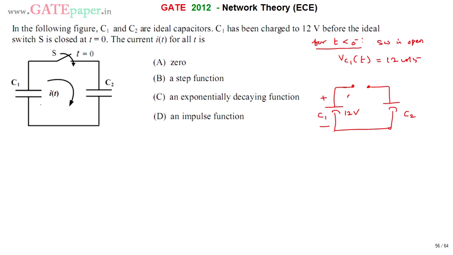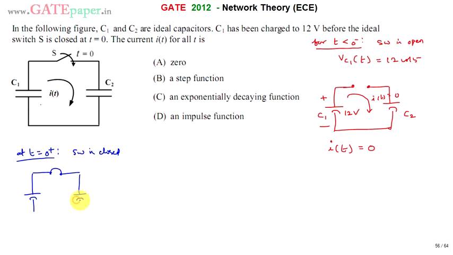Since it is an open circuit, no current flows into this side, so i(t) is equal to 0. So for time less than 0 minus, i(t) is equal to 0 because of the open circuit, as the switch is open. Now what happens at t = 0 plus? The switch is closed. When the switch is closed, it makes a closed loop.